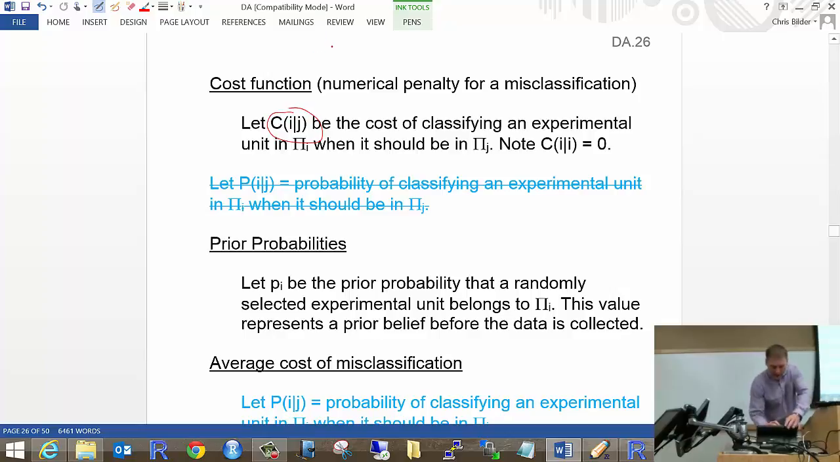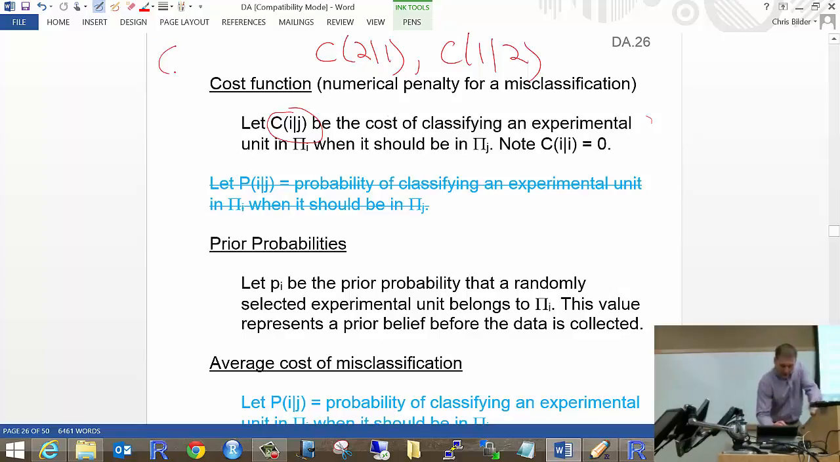In other words, if I were to define C sub 2 given 1, what that means is this is the cost of classifying an observation in population 2 when in fact it should have been population 1. This is going to be a numerical value. We're obviously just using symbols for now so we can make this a general presentation. Of course, you could also have the cost of a misclassification for an observation that came from population number 2, accidentally misclassified as population 1.